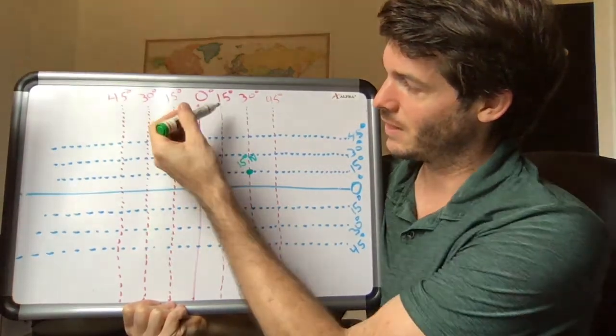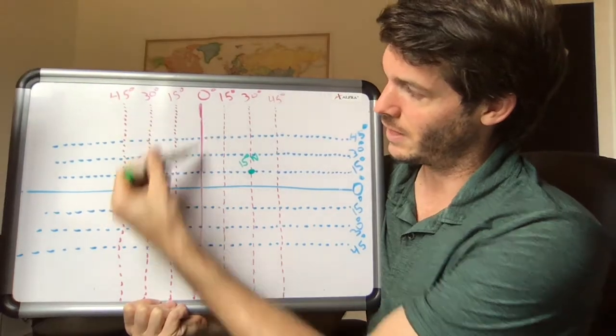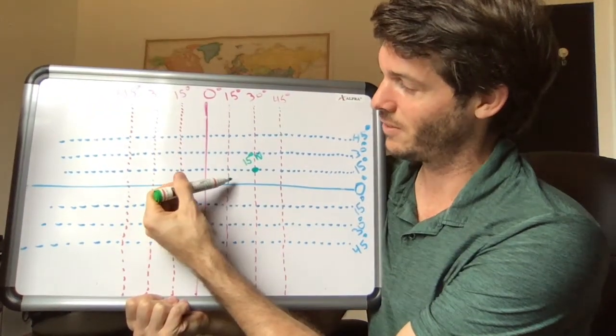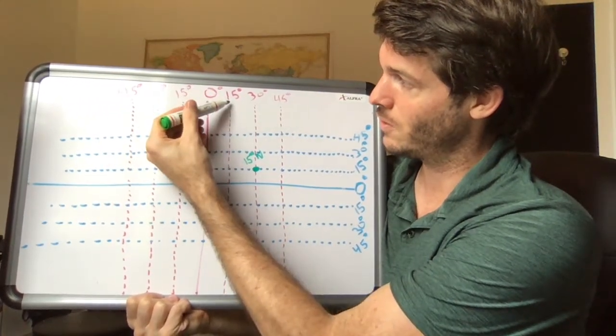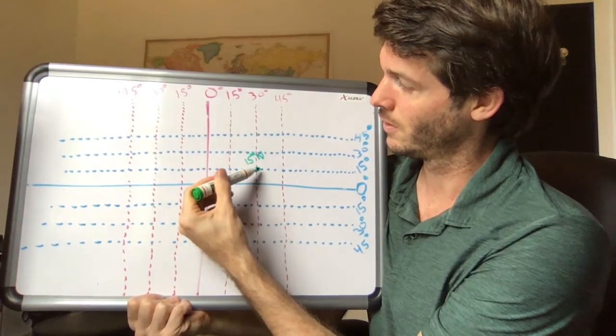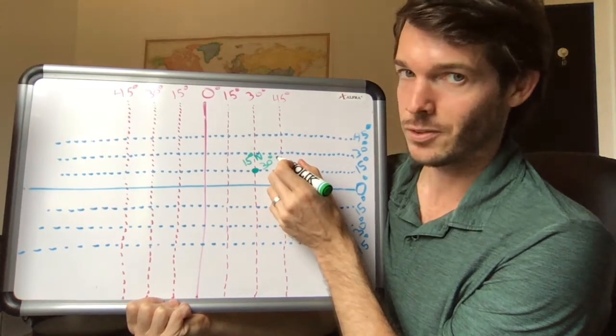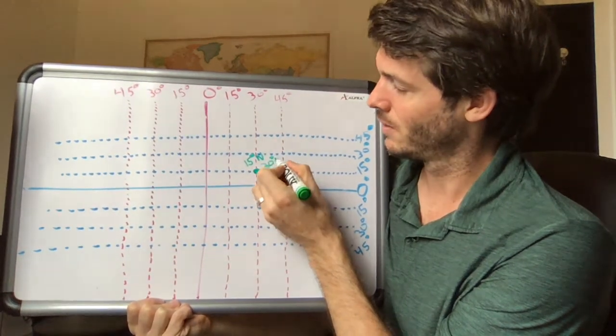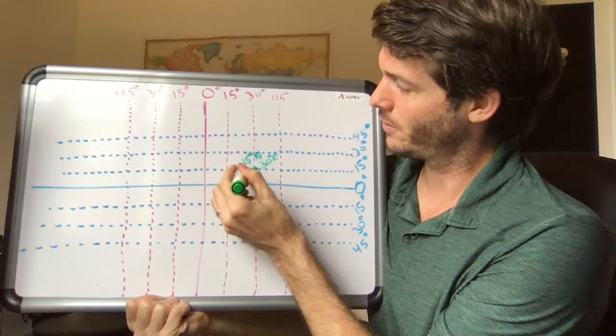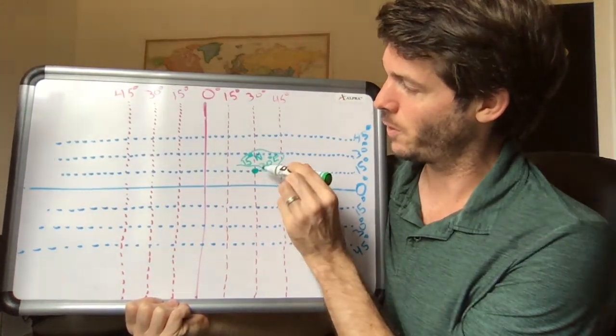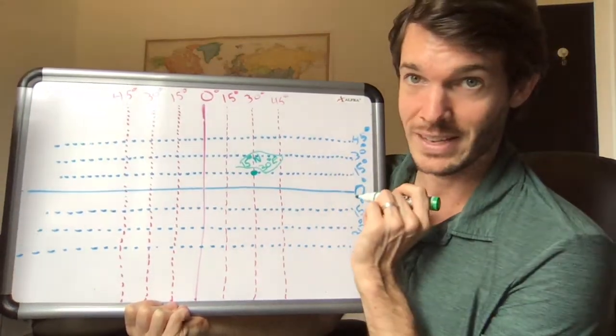Now let's find the line of longitude. We're starting at the prime meridian and we're going east. We're going east 15 degrees, 30 degrees. Okay, so this point is 30 degrees... East or west? East. All right, so these are my coordinates for this point right here, 15 degrees north, 30 degrees east.